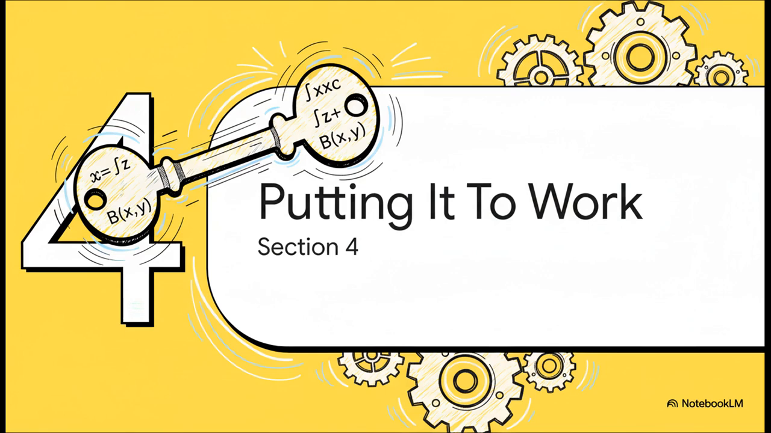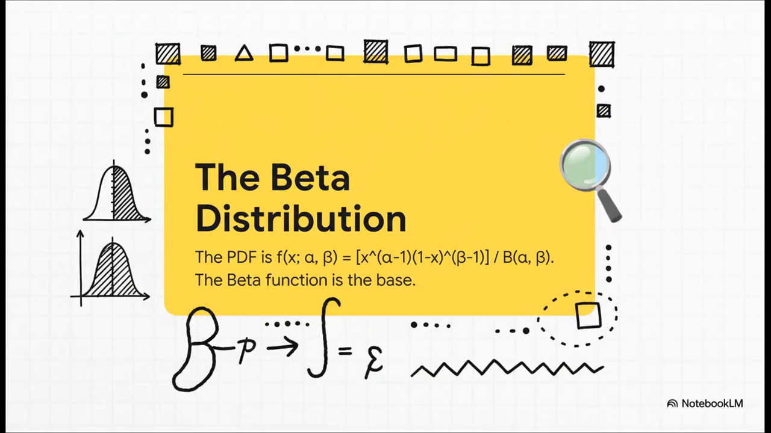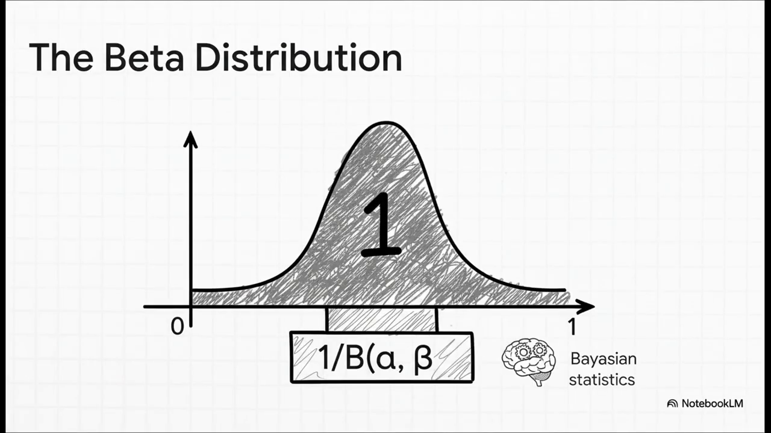On to section 4, putting the function to work. So one of its biggest jobs is in statistics, where it forms the foundation of something called the beta distribution. Now, take a close look at that formula. The top part, that should look really familiar. It's the exact same piece from inside the beta integral. And what's on the bottom? The beta function itself.